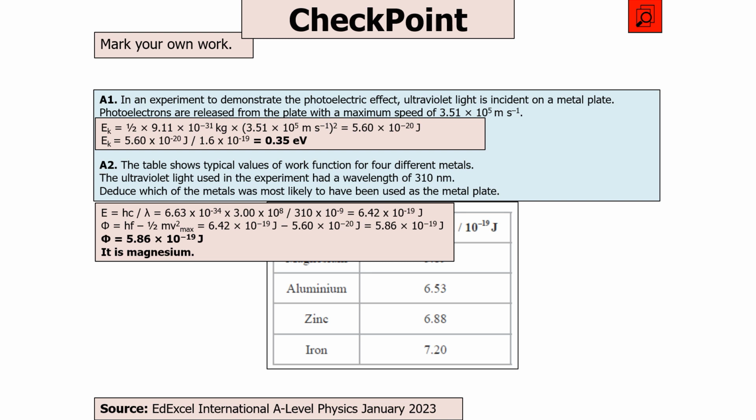We know that the total energy is 6.42 times 10 to the minus 19 joules, so it's 5.86 times 10 to the minus 19 joules, which when you look across must be magnesium.